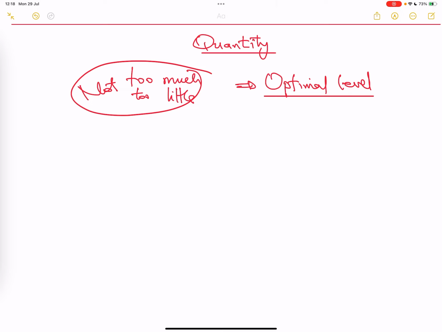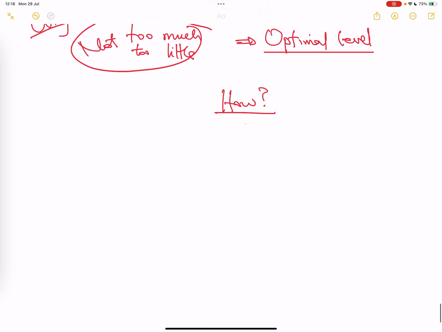And what are the methods? How do we do it? Now, I've reminded you why we need to manage the quantity. Then the same approach we've been using. Now let's talk about how. How do we achieve that? There are three methods again to manage the quantity. Very important that you know.